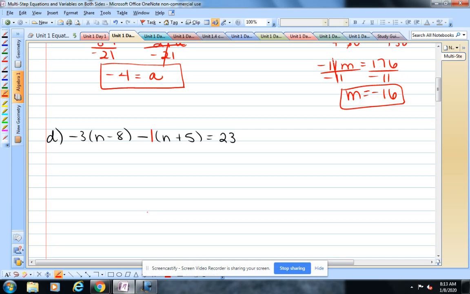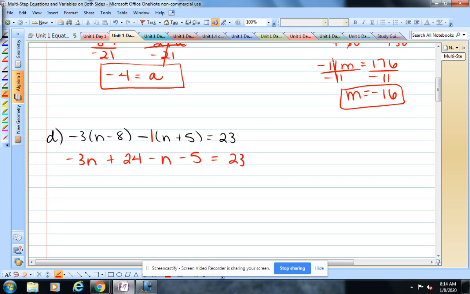So there you go. Okay. So on the first parentheses, we're going to distribute negative 3. So what's negative 3 times n? Negative 3n. What's negative 3 times negative 8? Plus 24. Good. What's negative 1 times n? Negative n. And what's negative 1 times 5? Negative 5 equals 23. And if you put negative 1 in right here, that's fine.